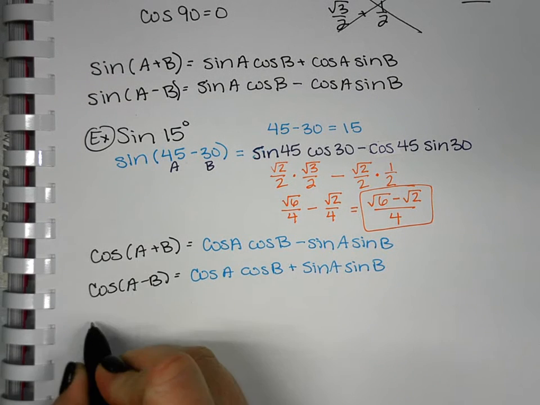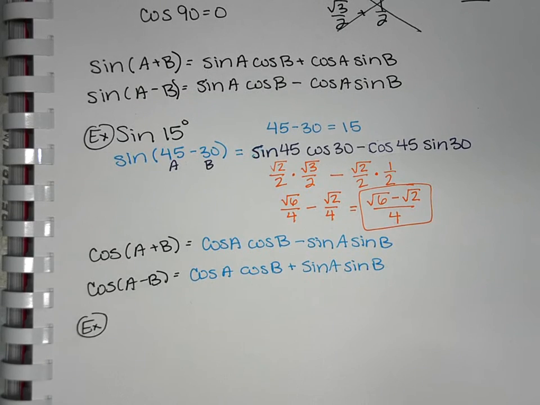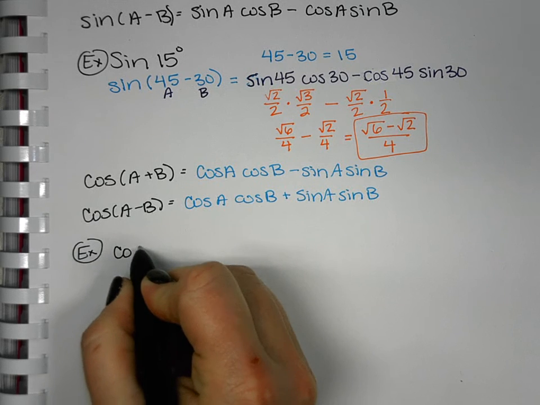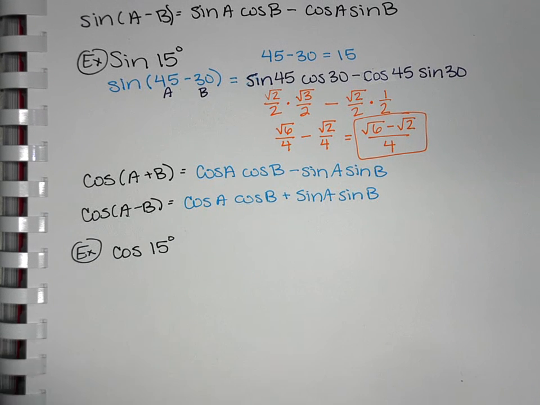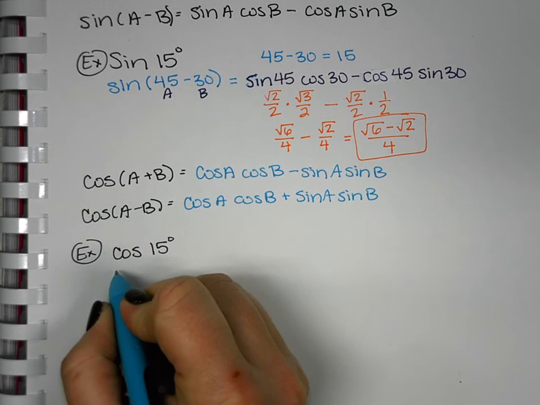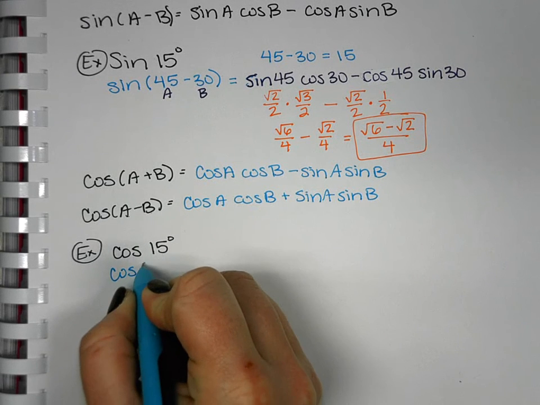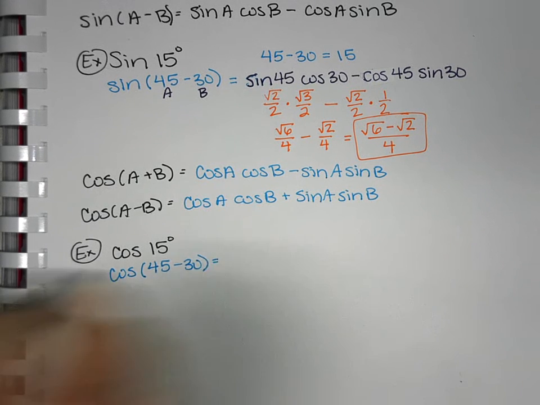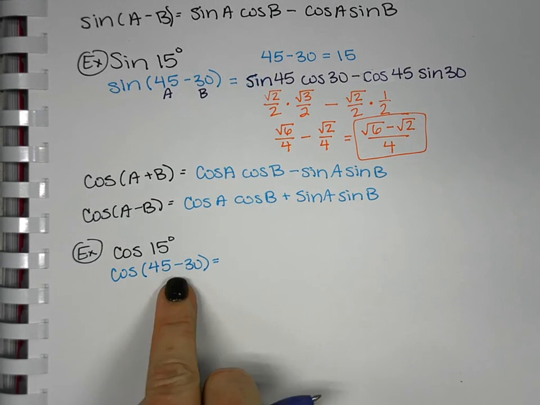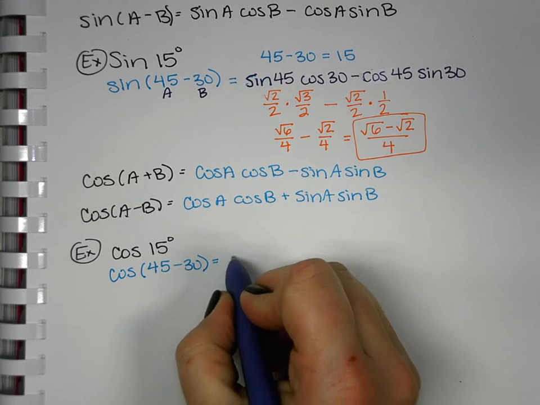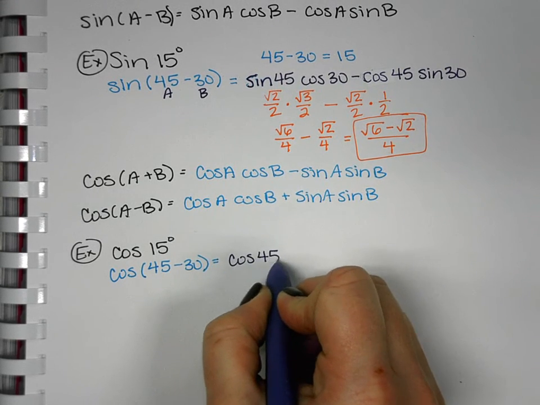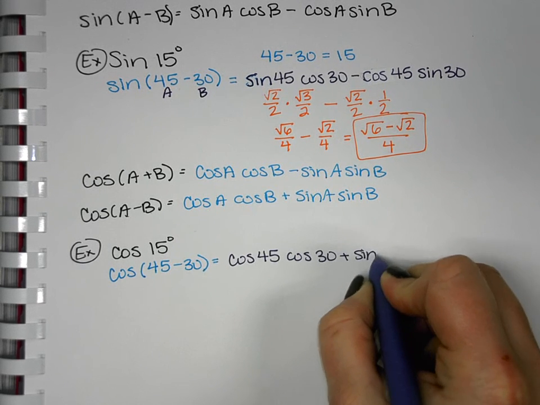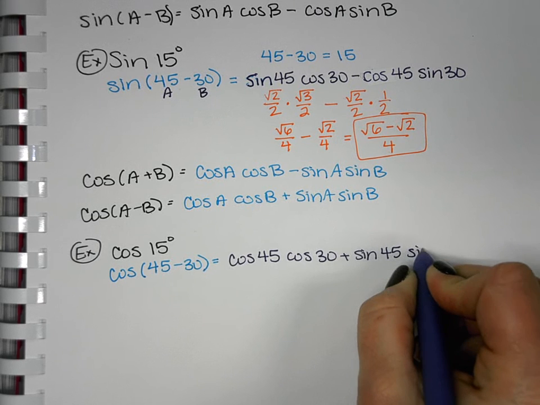So if we looked at the same one, but with a cosine. Let's stick with 15. So cosine of 15 degrees. I know that it's 45 minus 30, so I can rewrite this as cosine of 45 minus 30. So using the pattern for subtraction, it's going to be cosine of 45 times cosine of 30 plus sine of 45 sine of 30.